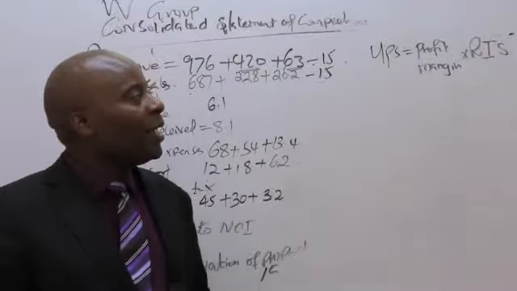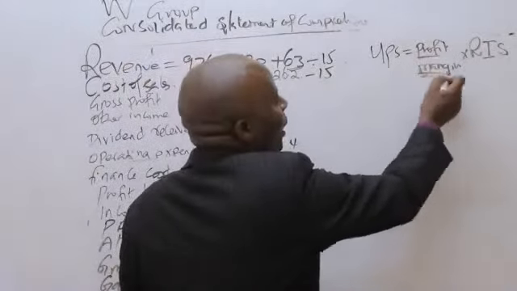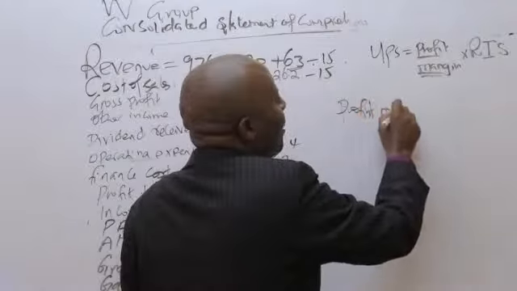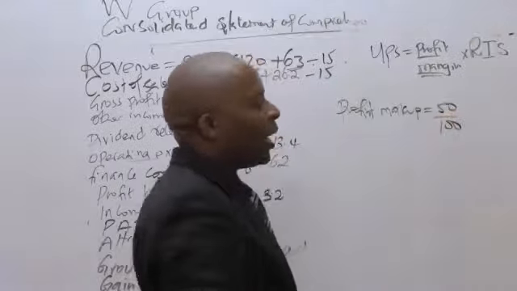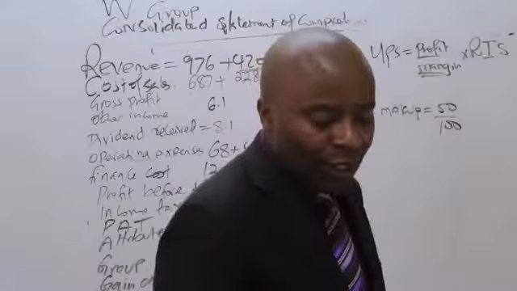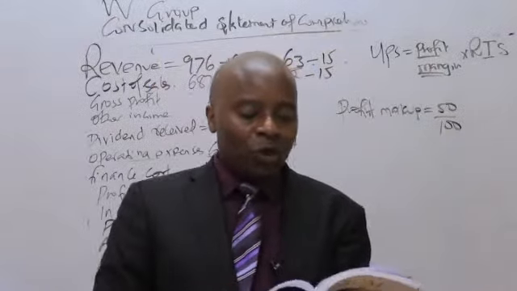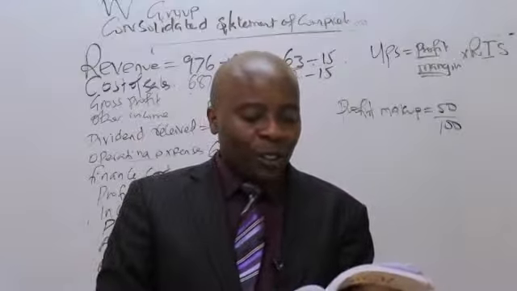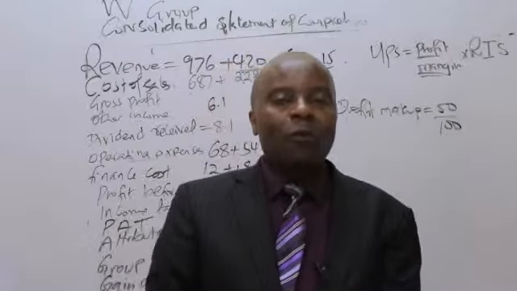These guys, instead of giving me profit margin, have given me profit markup, and they have told me the profit markup is 50 over 100. If you read note number 4, they've told me that these goods were sold by W Limited at a markup of 50%.